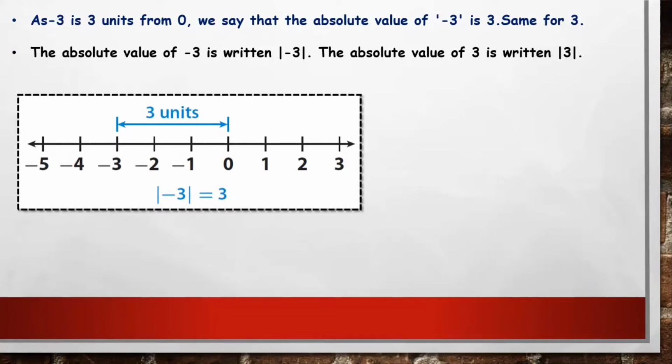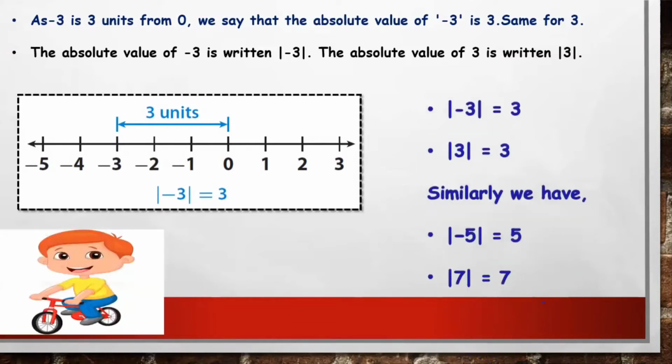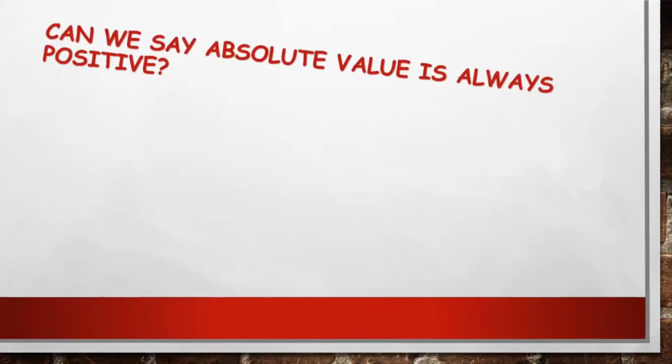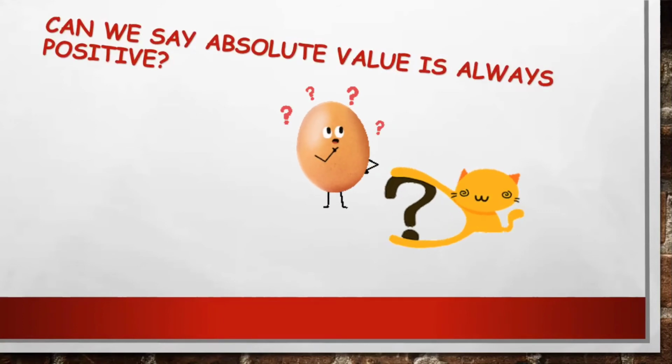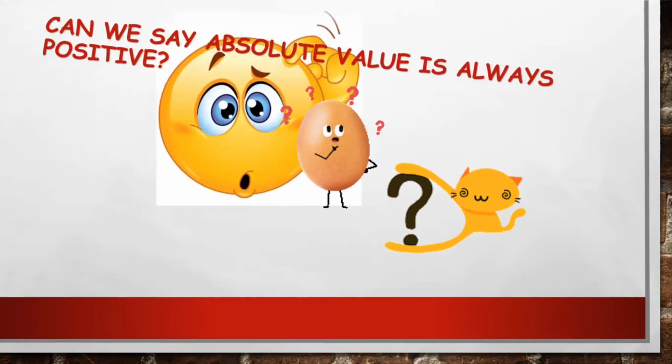Minus 3 is 3 units away from the 0, so the absolute value of minus 3 is 3. The absolute value of 3 is also 3. Similarly, we can have the absolute value of minus 5 and positive 7. From these examples, we can conclude that the absolute value is always positive, because it is only the numerical value despite the sign.